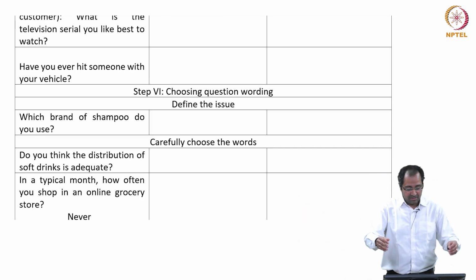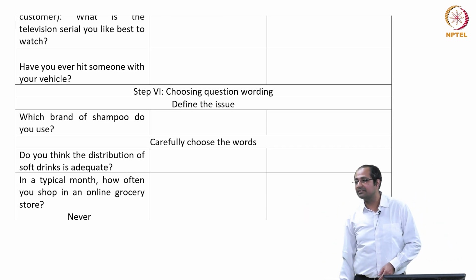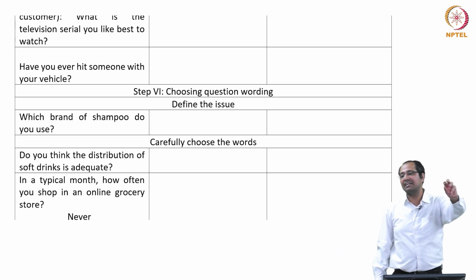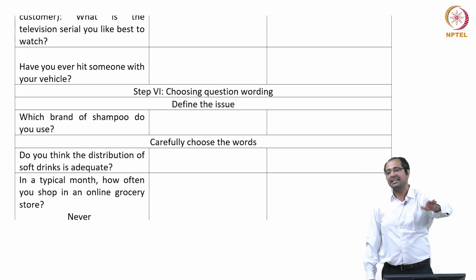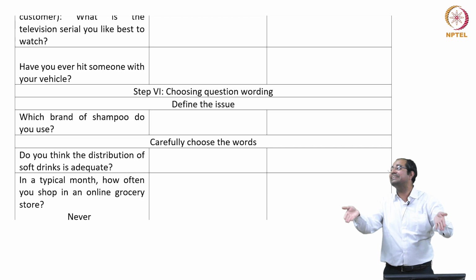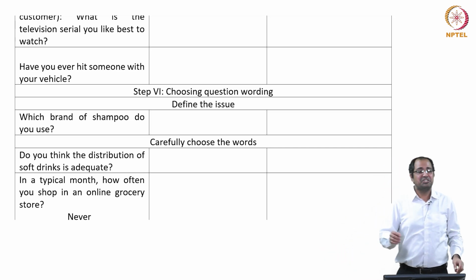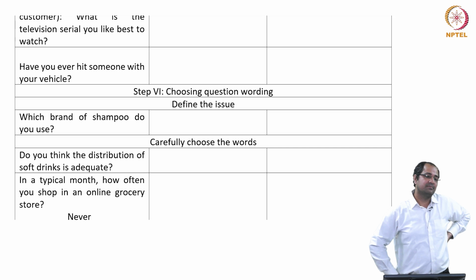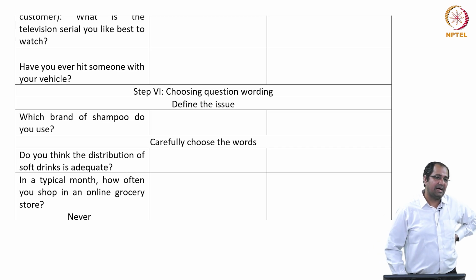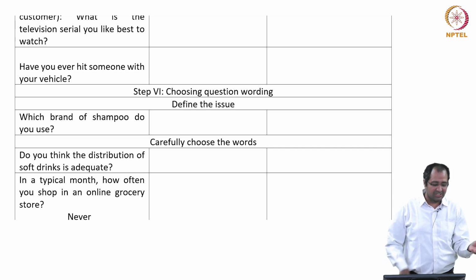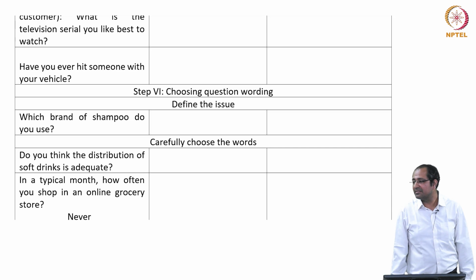Then you ask, have you ever hit someone? You see the numbers are 80%. If I have, you will at least try to write the right answer, right? You would not lie. So sometimes you would have to do that. Otherwise, this is a sensitive question, and you won't get the right answer.